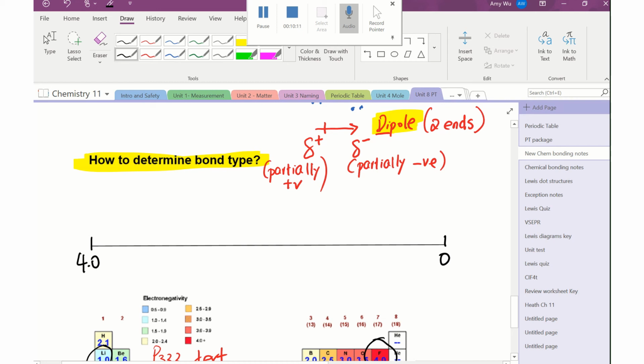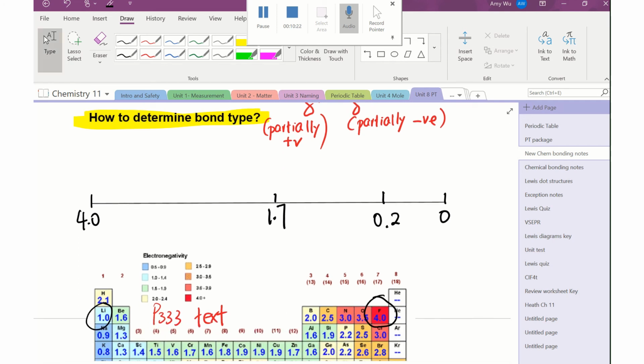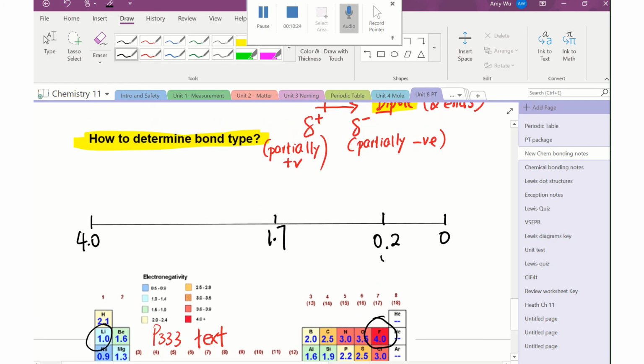I'm just going to divide this up: 0 to 0.2 here, 0.2 to 1.7. If the difference between the two atoms is between 0 and 0.2 in terms of electronegativity, they are covalent bonds. And if it's between 0.2 and 1.7, it's called a polar covalent bond.